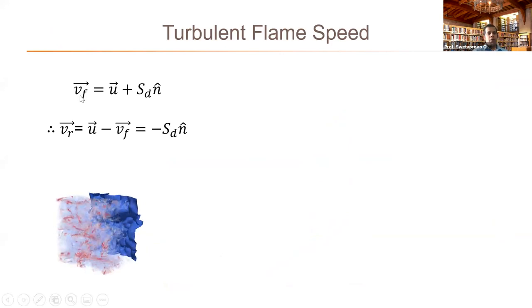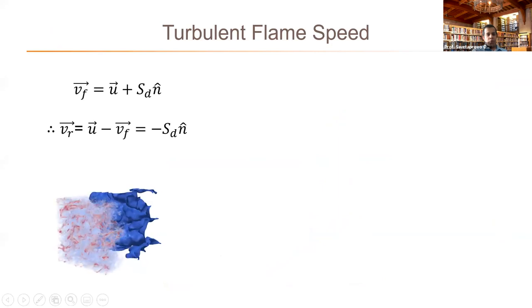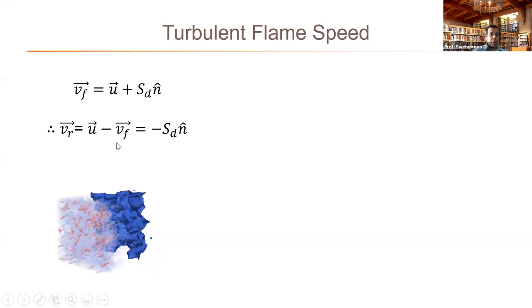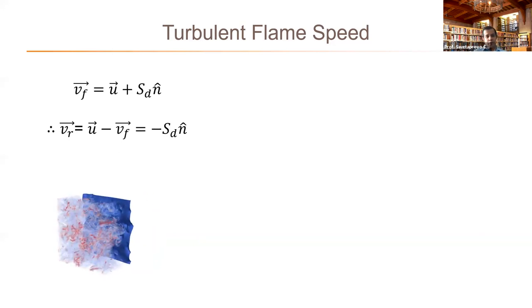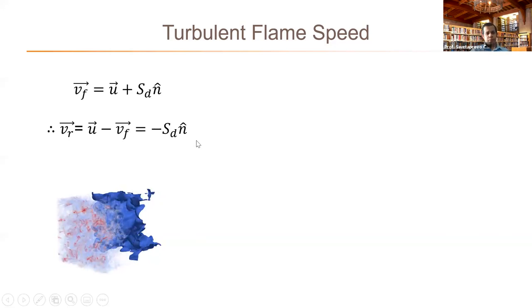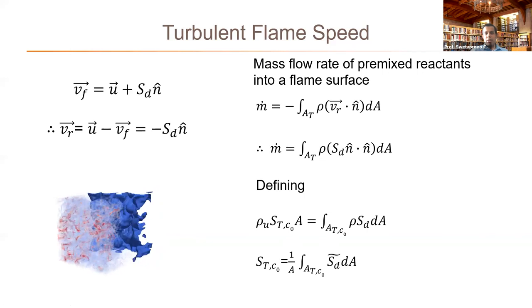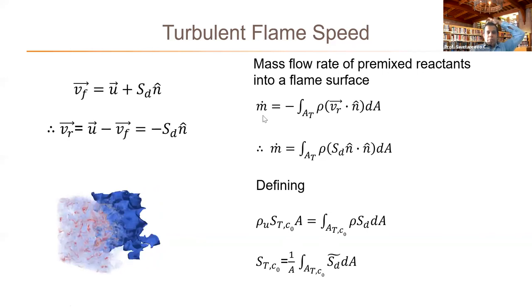If you have the local flame surface velocity, which is the sum of the local fluid velocity plus the displacement speed times the n vector, then the velocity of the flow relative to the flame surface is just minus S_D times n cap. Now, what is the mass flow of premixed reactants into a flame surface? It can be defined by m dot. This is common when you do the Reynolds transport theorem, and you always use it to obtain the amount of mass flowing into a moving surface. It's just the integral over dA of density times the velocity of the flow relative to the local flame surface, dotted with the normal vector.